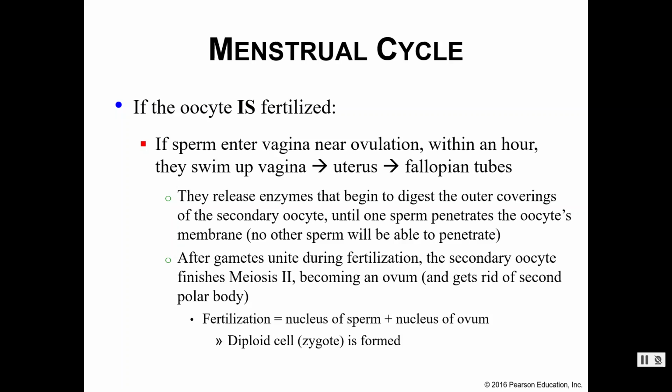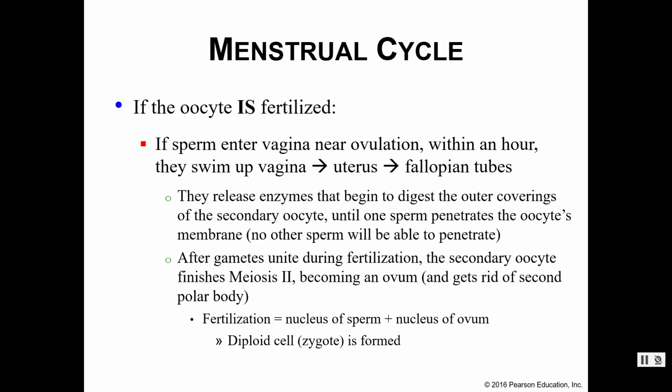If the oocyte is fertilized, a sperm would have entered the vagina near ovulation. Okay, within an hour, they can swim up the vagina, through the uterus into the fallopian tubes, which, remember, is where fertilization should be occurring. They release enzymes that begin to digest the outer covering of the secondary oocyte, and they will basically bore their way into the egg. When one sperm penetrates the oocyte, that's it. Everything shuts down for the other sperm. No other sperm will be able to penetrate that oocyte.